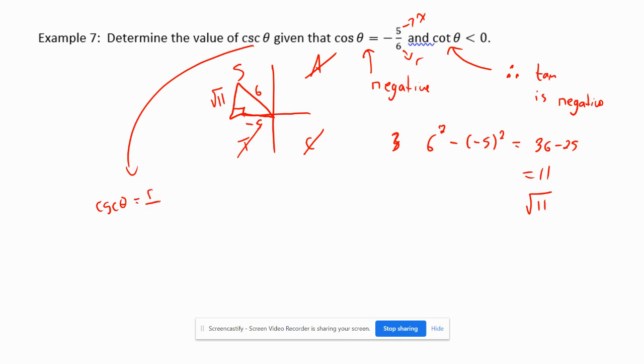Okay. Now, the question they're asking is for cosecant, and we need to know that cosecant is a reciprocal of sine, or r over y, which is going to equal 6 over root 11 multiplied by root 11 over root 11, which is 6 root 11 over 11, and this is our answer for cosecant for this question here. All right.